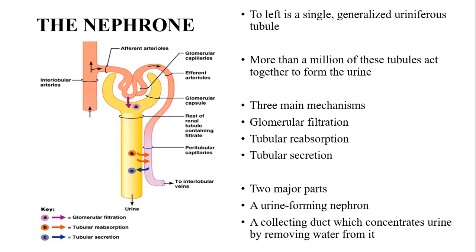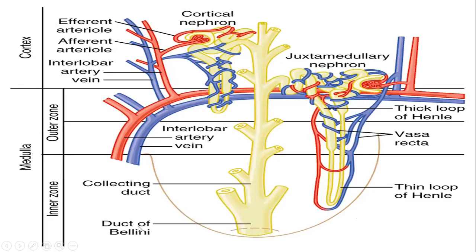Then the efferent arteriole, like we looked at, goes into the blood capillary system of the kidney. Then it goes down the rest of the renal tubule containing filtrate, and the peritubular capillary goes to the interlobular veins. So now this is talking about A, B, C. When you look at the key, A is glomerular filtration, B is tubular reabsorption, then C is tubular secretion.